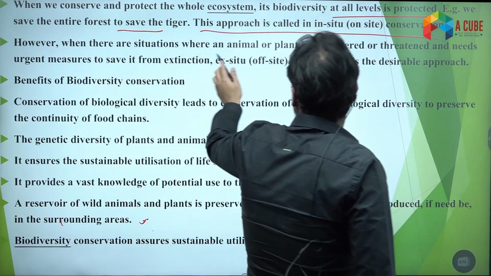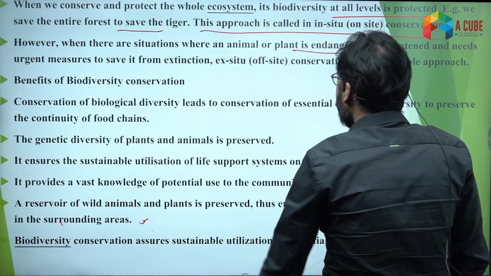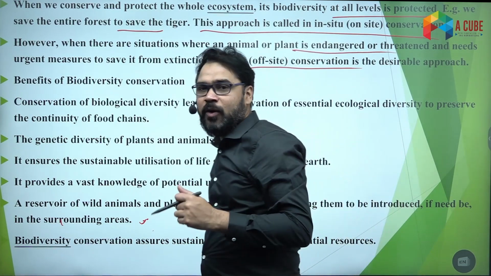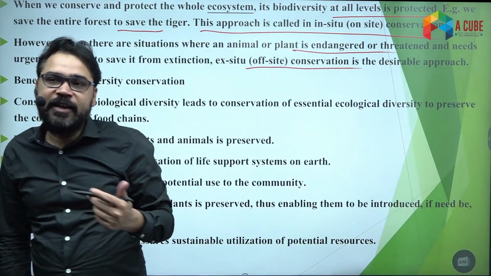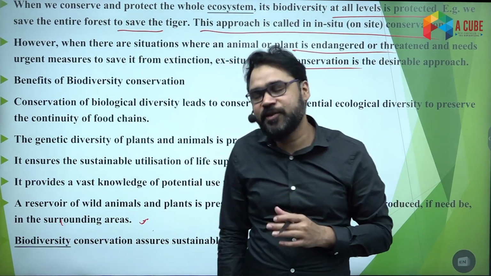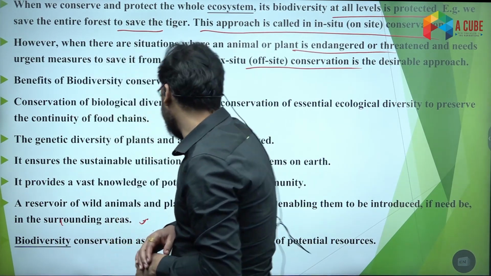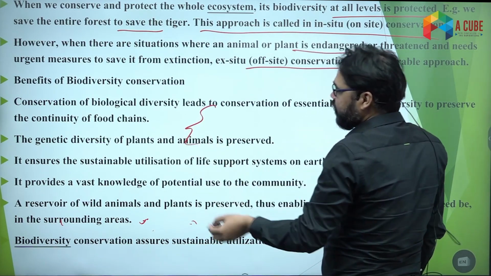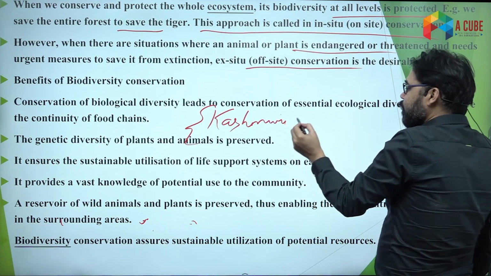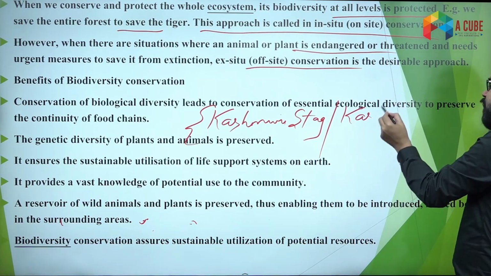However, when there are situations when an animal or plant is endangered or threatened and needs urgent measures to save it from extinction, ex situ, off-site conservation is the desirable approach. Now, the second type that I said is the ex situ. Ex situ means, for example, let's talk about a couple of species. There is one very popular species in Jammu and Kashmir known as the Kashmiri Stag, or we also call it by the name Kashmiri Hangul.